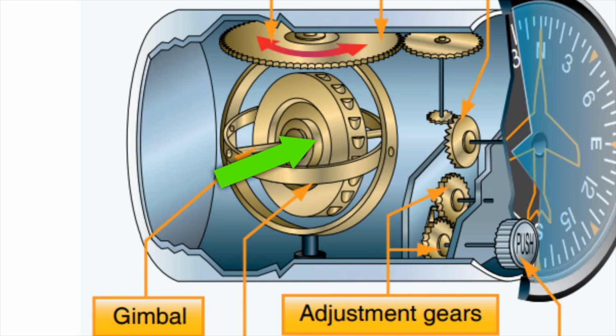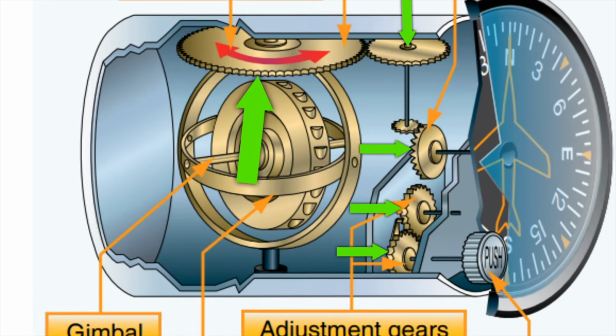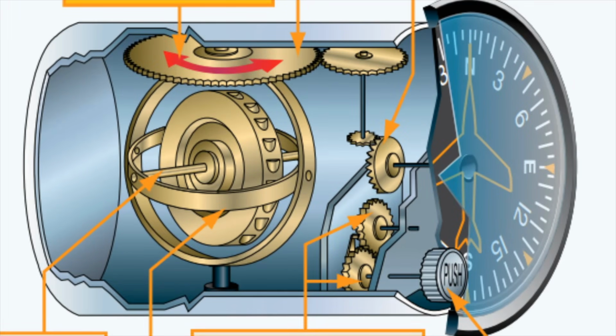Anyway, this gyro rotor stays still and is connected to a gear which turns some other smaller gears which ultimately turn the heading indicator relative to the aircraft. This allows the gyroscope rotor to maintain its position in space as the aircraft turns.